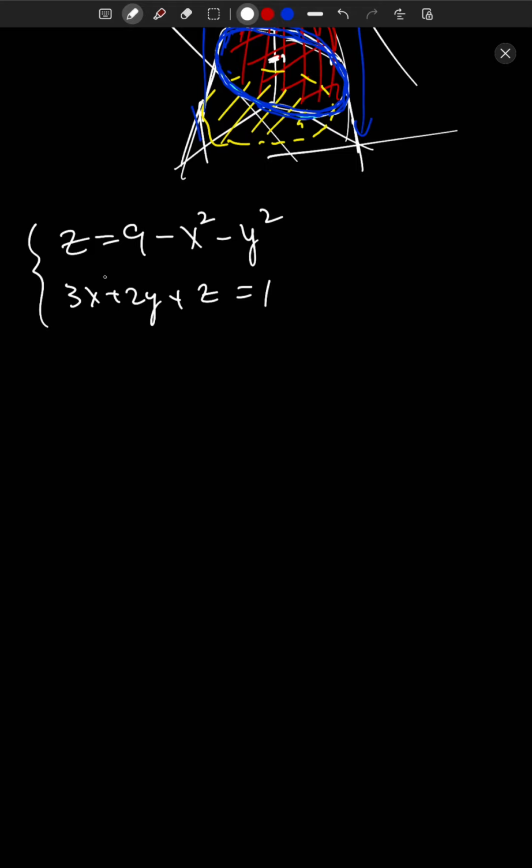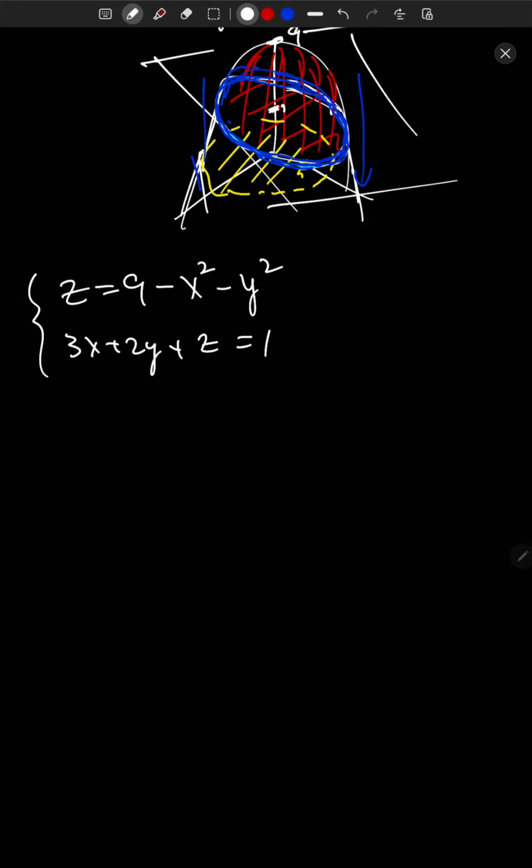Okay, so let's see. We want everything in terms of x and y, of course, right? Because our region lives on the xy plane. The shadow is something that lives on the xy plane, so there should be no z's in it. So we want to get rid of these z's. If z is equal to 9 minus x squared minus y squared, that tells me that 3x plus 2y plus 9 minus x squared minus y squared should be 1, right? And that already gives me a great idea for what this should be.